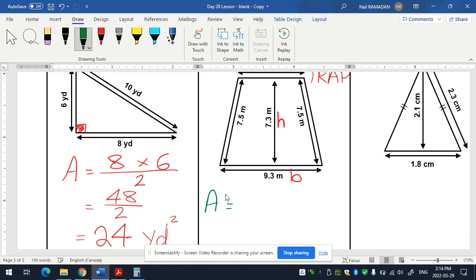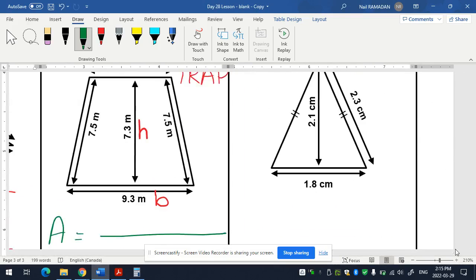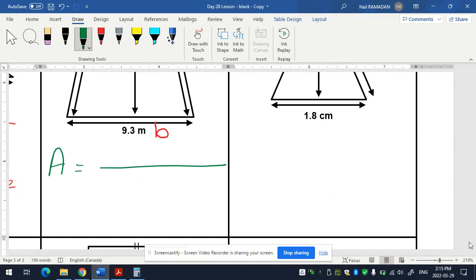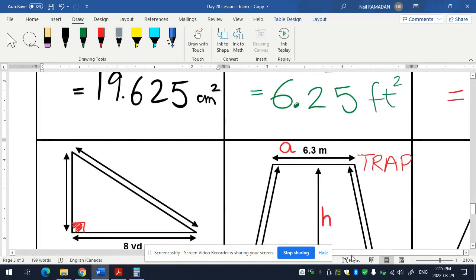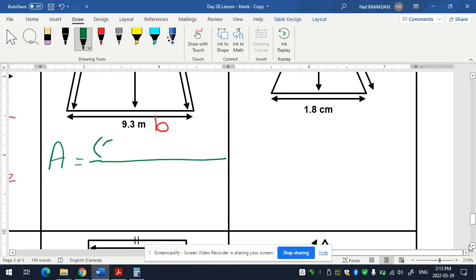Area equals. Oh, no, first I have to open a what? Everyone, eyes on me. I have to open a left side part of the bracket. So I'm going to zoom in so much so people can see clearly. All right. So let's do this. Bracket. What do I put first in the bracket? The A, which is 6.3. Oops, sorry. 6.3. 9.3. Times what?